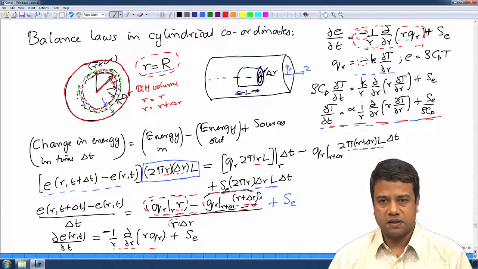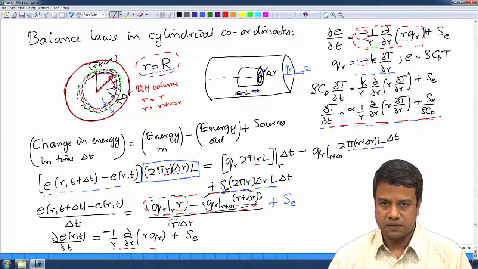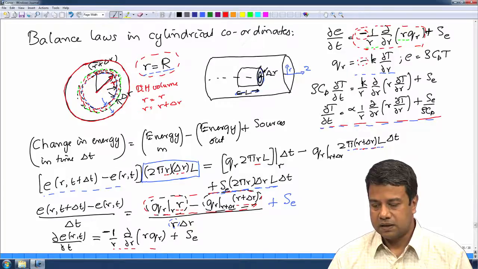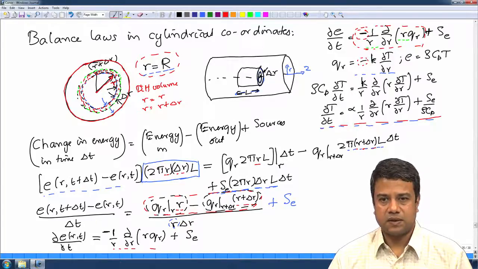Therefore, we had chosen a curvilinear coordinate system, a cylindrical coordinate system, where we have two coordinates. One is the radial coordinate, which is the distance from the axis of the cylinder, and the other is the axial coordinate, which is the distance along the axis of the cylinder.